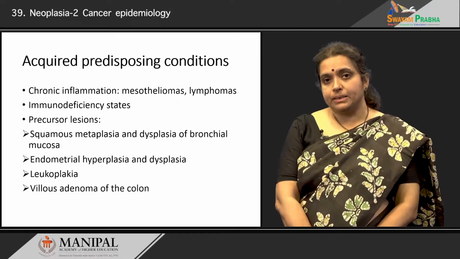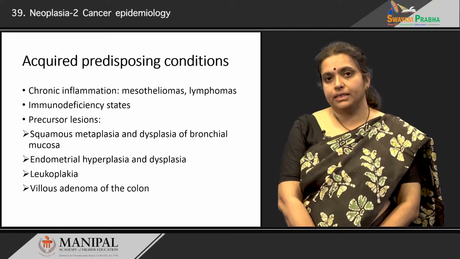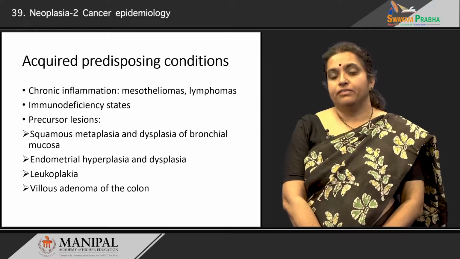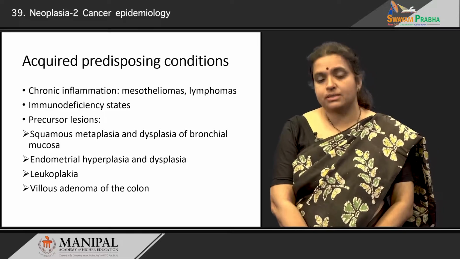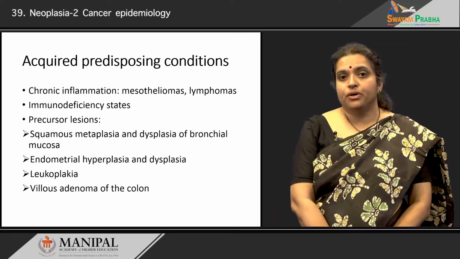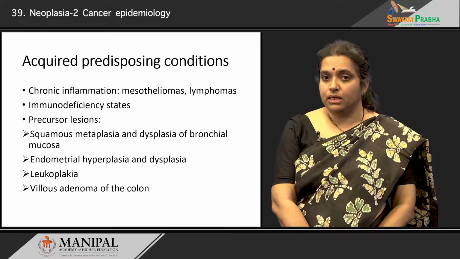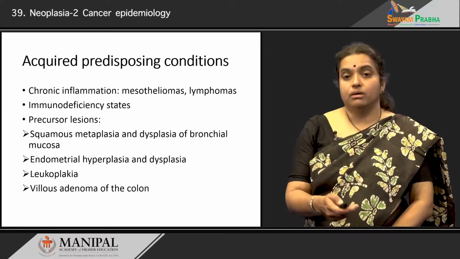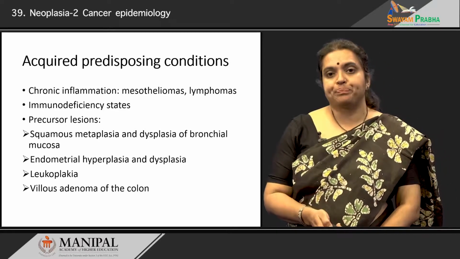Leukoplakia, or a white plaque in the oral cavity, if it has dysplastic changes, could lead on to cancer. And villous adenoma of the colon is now known to be a predisposing condition that can lead to colonic adenocarcinoma.